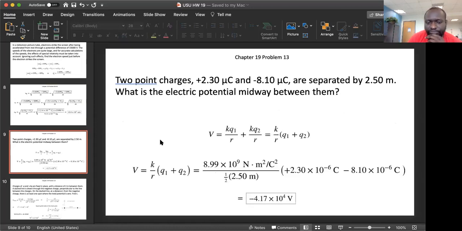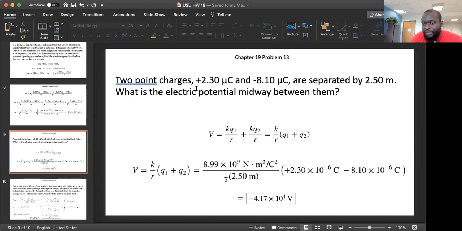Okay. The two point charges, that and that, are separated by 2.5 meters. What is the electric potential midway between them? So we get the electric potential due to the first one, kQ1 over r, plus just a scalar summation, algebraic addition, kQ2 over r. These r's could be different, but because it's midway between the two charges, the r is the same. r is actually half of 2.5. So I'm looking at half of 2.5 as my r, and I'll just sum kQ1 and kQ2. So it's just k over r, times Q1 plus Q2.